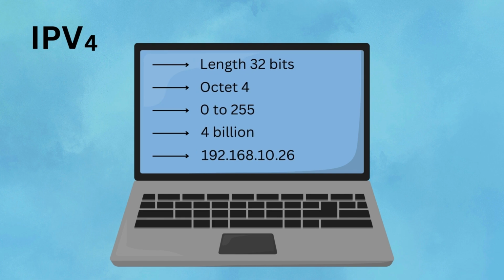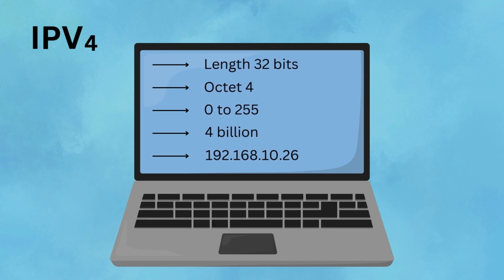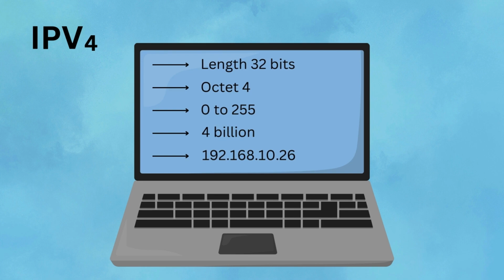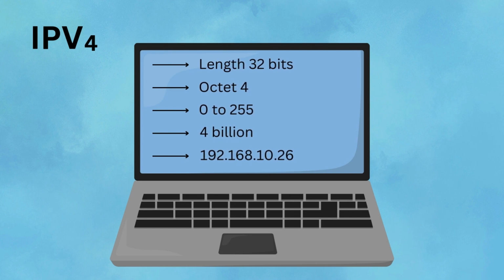Let's discuss IPv4, Internet Protocol version 4. An IPv4 address is 32 bits long, consisting of 4 octets, each containing 8 bits. This means that 8 bits multiplied by 4 equals 32 bits. The value of each octet ranges from 0 to 255, allowing for approximately 4 billion unique IP addresses.